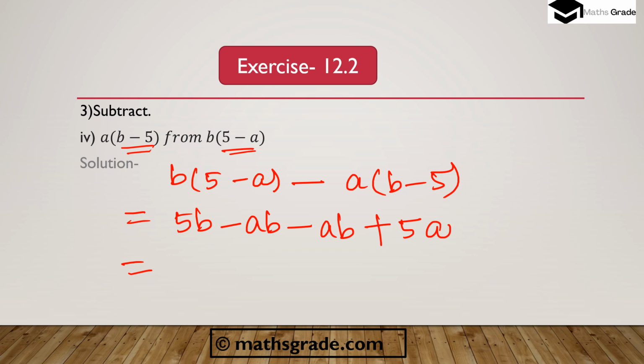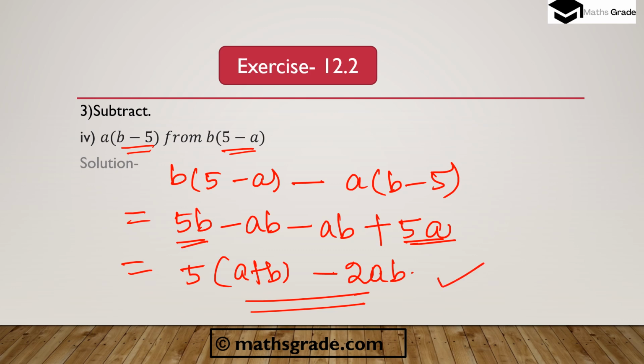Now minus ab, here 5b plus 5a, so 5 is common, so a plus b. And minus ab, both are negative algebraic expressions. So minus and minus, minus 1 is minus 2, and ab is the algebraic expression. So it is 5 multiplied with a plus b minus 2ab. So subtracting a multiplied with b minus 5 from b multiplied with 5 minus a is 5 multiplied with a plus b minus 2ab.